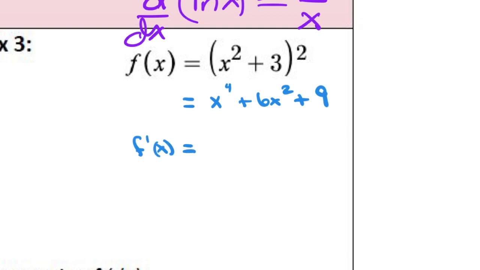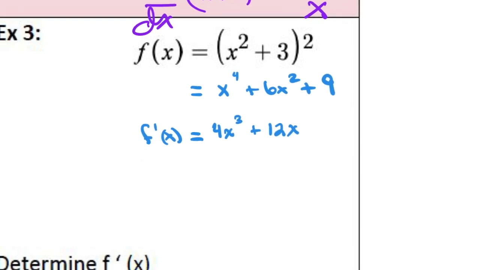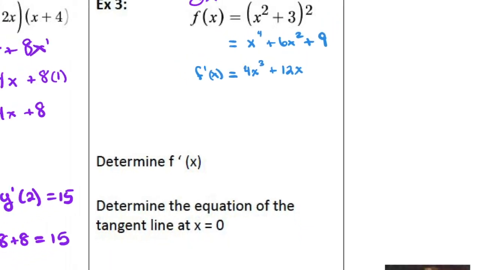Since that's my next move, I write f prime of x. Drop the 4 in front. Here's my x. 4 minus 1 is 3. Plus, drop the 2 in front. There's my 12. x to the first power. And then don't forget, the derivative of a constant is 0. So that part of the problem is done.